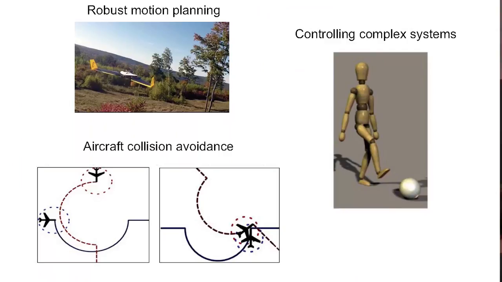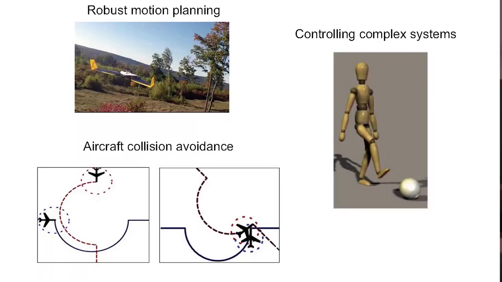One of the applications, as we talked about before, is robust motion planning. Usually the idea is you move a glider or an airplane through lots of obstacles, even in the presence of uncertainties and disturbances. You don't want to crash into any of the obstacles even when there are disturbances.